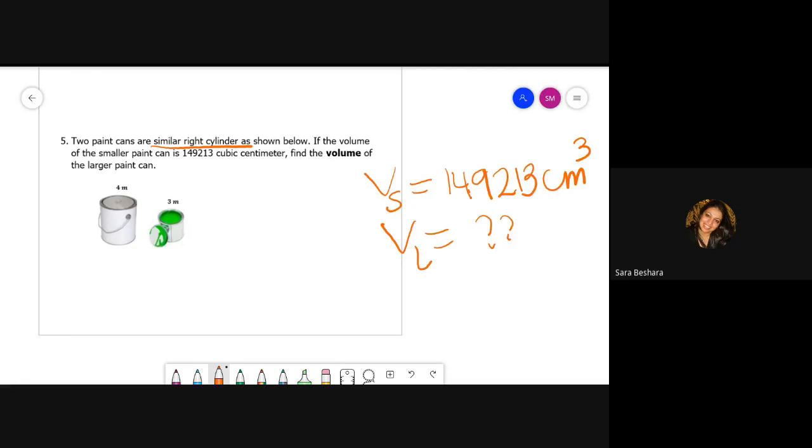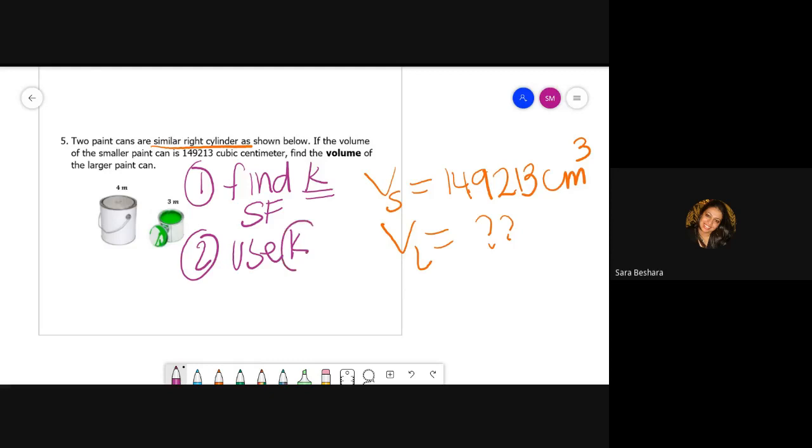Now remember, in similarity, there's two steps we have to go through. First, we need to find the scale factor. We need to find K. Second, we need to use K to find the unknown. So let's do step 1. Let's find K.